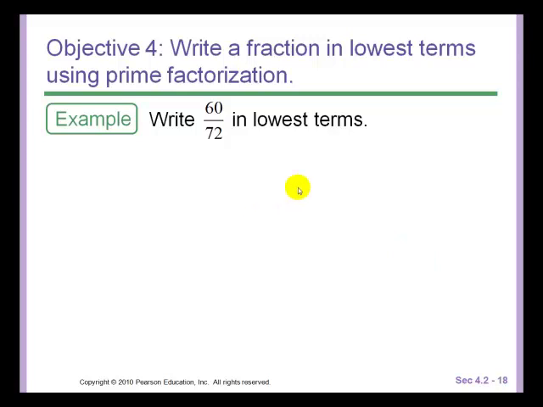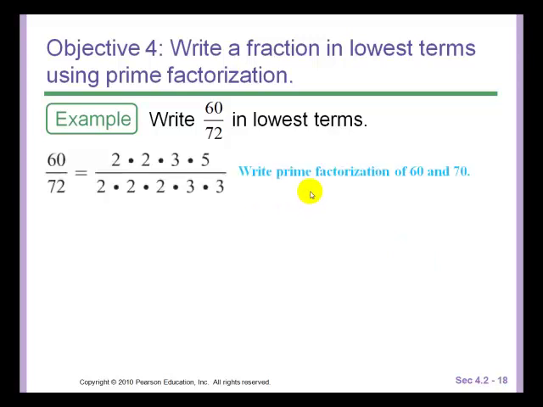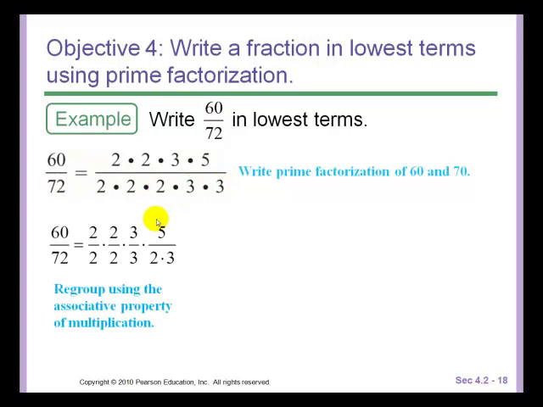Example, write 60 over 72 in lowest terms. The prime factorization of 60 is 2 times 2 times 3 times 5. The prime factorization of 72 is 2 times 2 times 2 times 3 times 3. We're going to regroup these using the associative property of multiplication. Remember, when you're multiplying, the order doesn't matter.